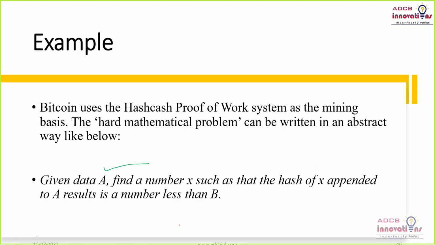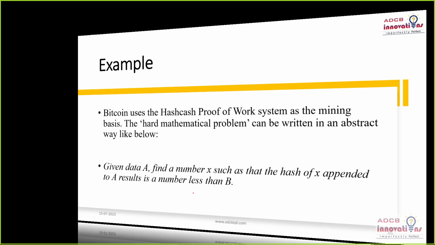So there is the data and the number x, which is appended, and the hash of x appended to A should be less than this target hash B. It is basically the Hashcash proof of work system. We have seen in the demo that the final hash was always less than the target hash.